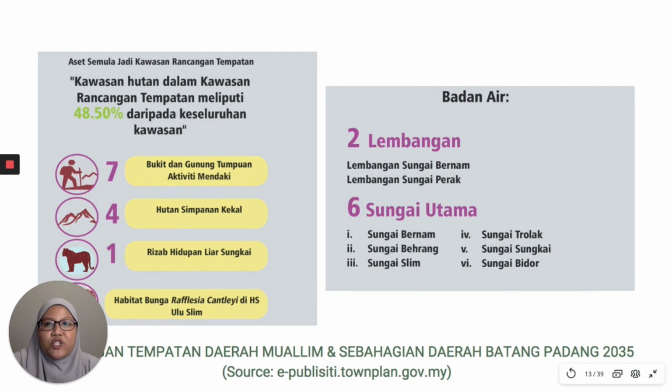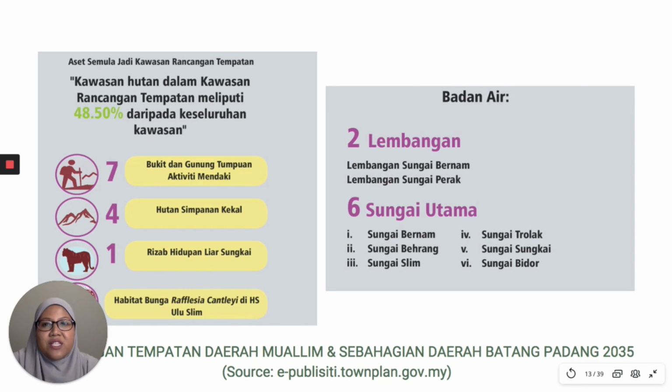The next image shows natural assets or natural resources that are found in Daerah Muallim. So as it says here, the forested area in the district covers 48.50% from the overall area. So we can see that this is quite a substantial amount for a district to have almost half of its area still in green spaces.